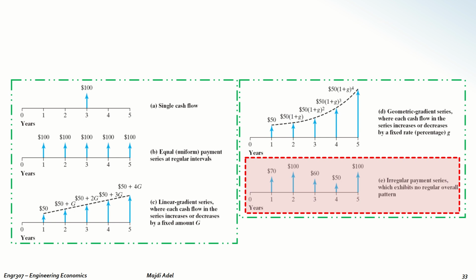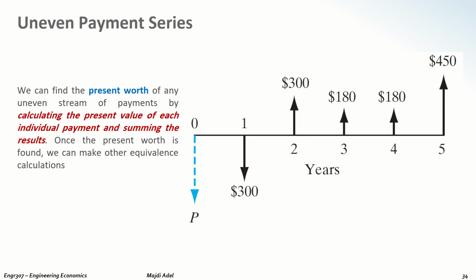Now we come to the fifth type of cash flows, which is the irregular cash flow. In irregular cash flow, we treat each transaction as a single payment cash flow and either find its present value or future value. But as a common practice, we always find the present value.